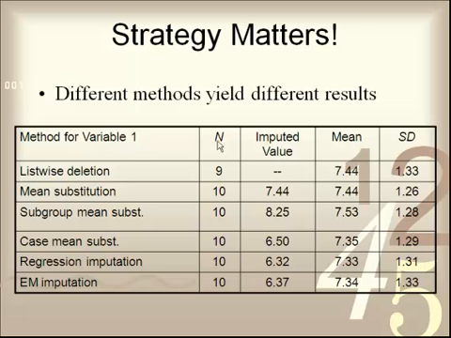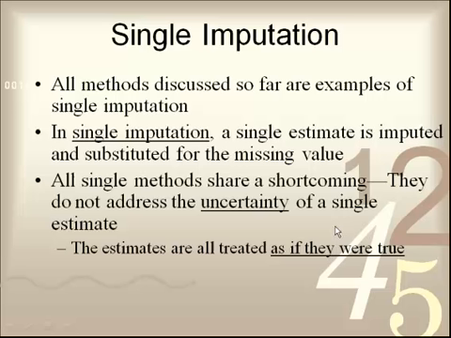So even though some of you would say, you know what, we're all in the 7s, we're good, overall it can have some pretty big impact on what we do. You can definitely do a single imputation. All of these methods that we've done so far are examples of essentially a single imputation, where we take a single estimate and impute it, substituting it for a missing value. All single methods share the same shortcoming. They don't address the uncertainty of a single estimate.